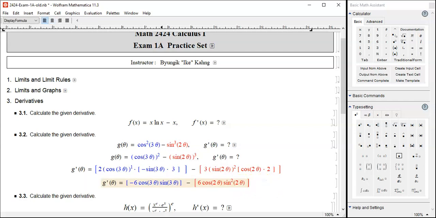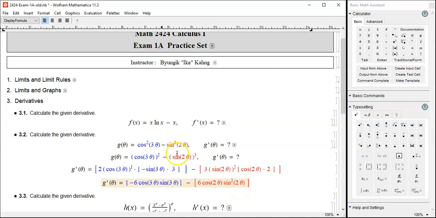I guess that's it. So this is the simplification of that one. 3 times 2, that's 6. And cosine of 2 theta times sine squared of 2 theta. Here we have all 3 thetas because inside never changes. Here we have all 2 thetas. Again, by the chain rule, inside never changes.